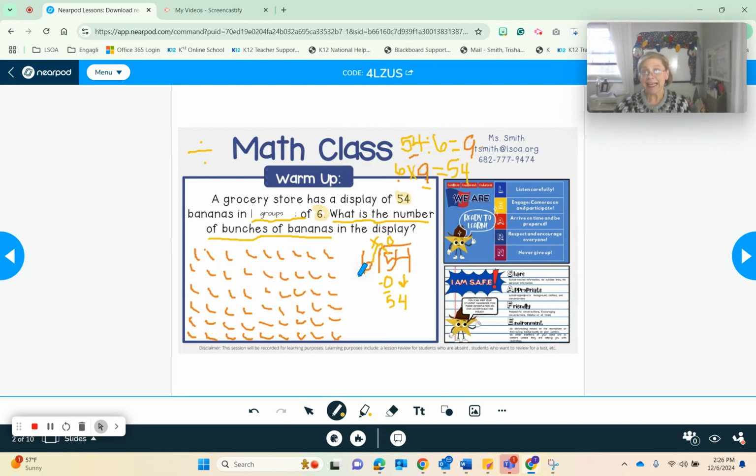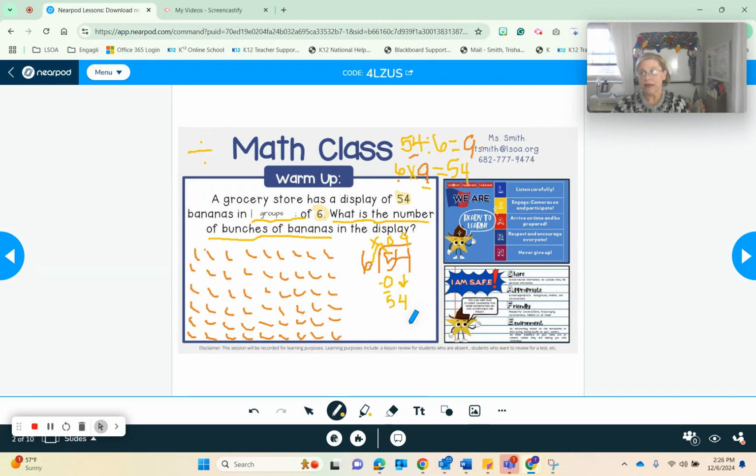So yes, it can. We already know that because we used the array and found 6 times 9 equals 54. Now, what if it wasn't 9? Let's say 6 times 9 equaled 53. We know it doesn't, we're just playing pretend. You would just do 53.